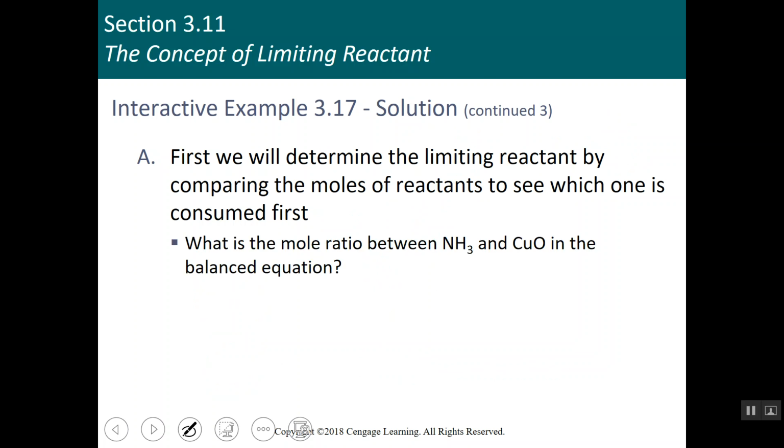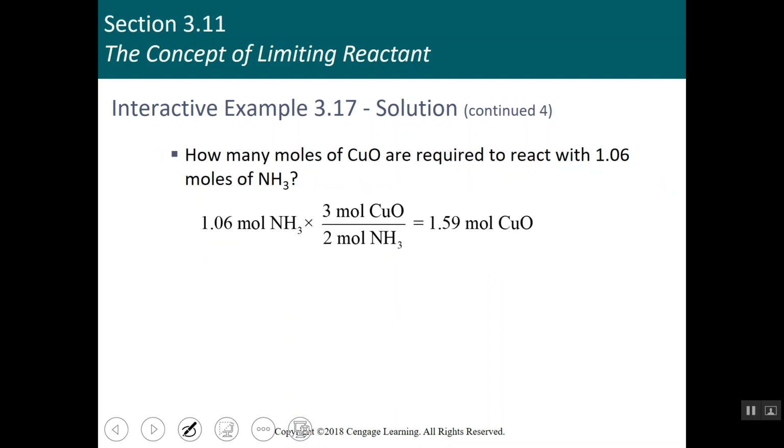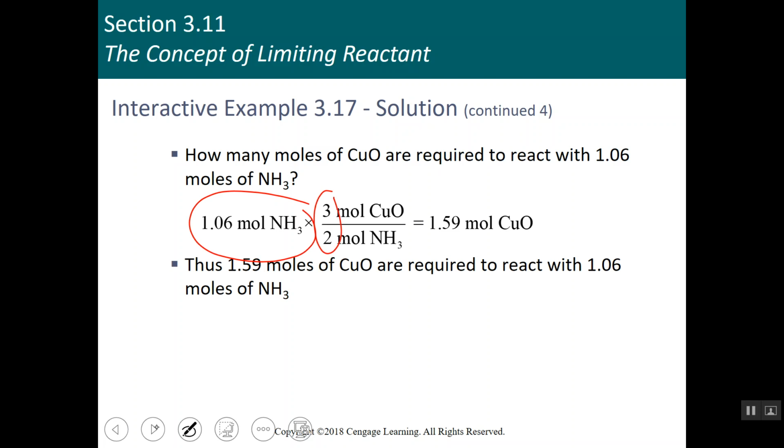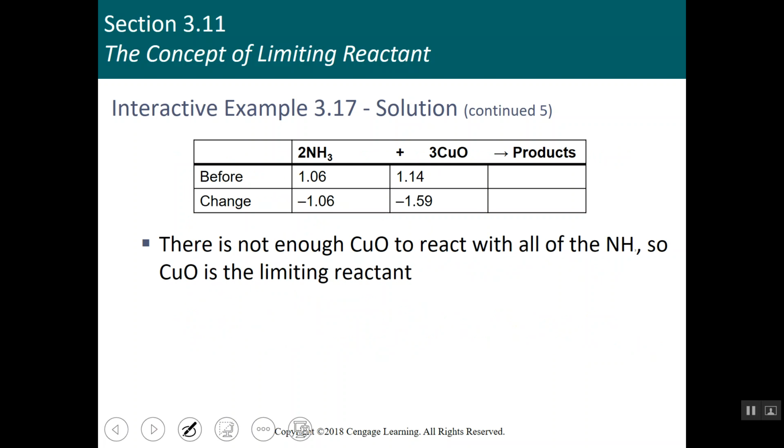So we have to determine the limiting reactant. What's the mole ratio? The mole ratio is 3 moles of copper(II) oxide to 2 moles of ammonia. If we have 1.06 moles of ammonia, let's figure out how much copper(II) oxide we need. According to our balanced chemical equation, it's going to require that many moles of copper(II) oxide to react. When we just calculated on the previous slide, we only have this much. So this one is limiting our reaction.